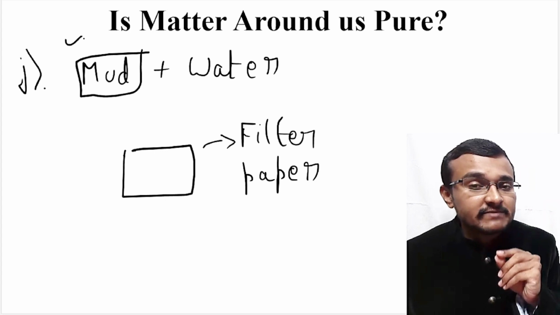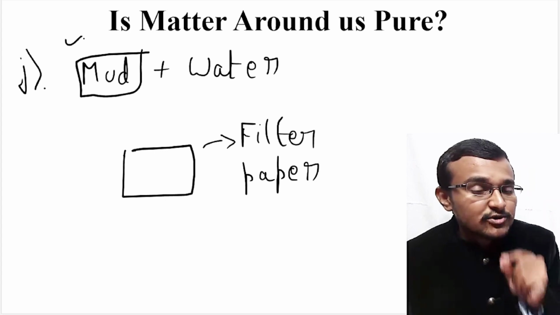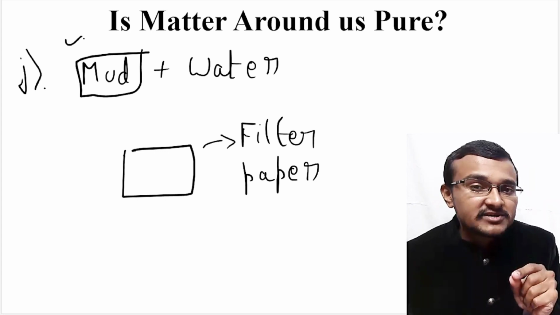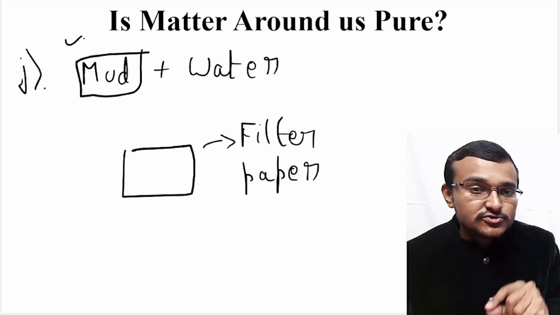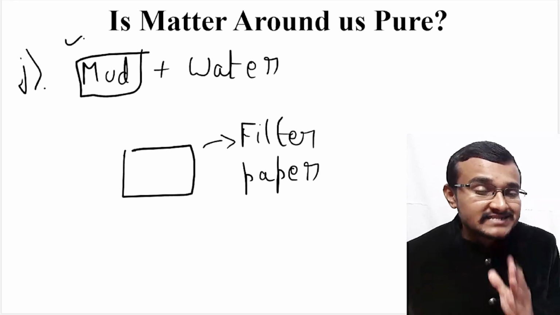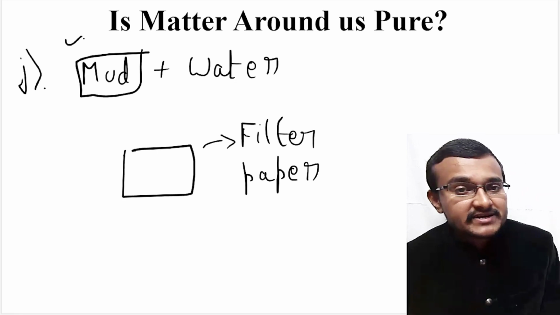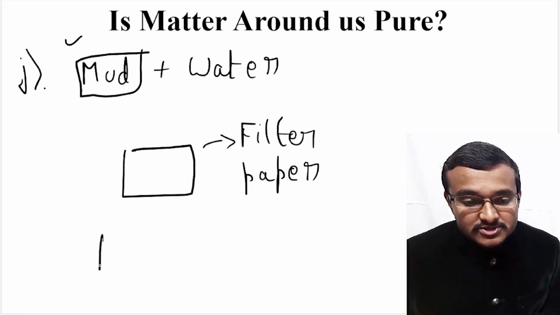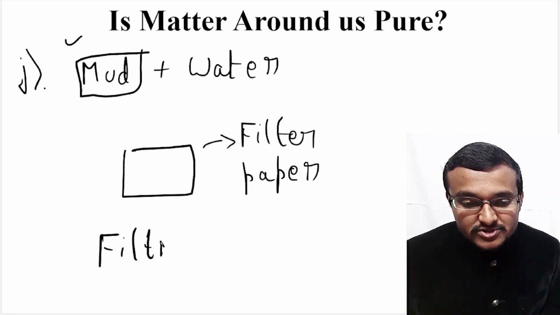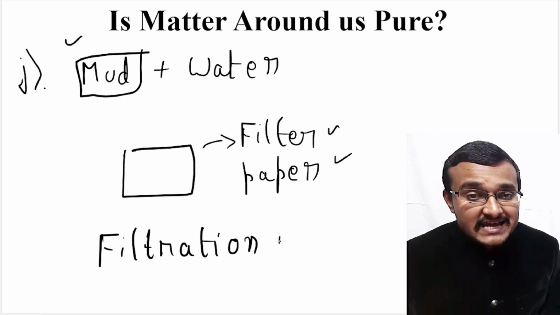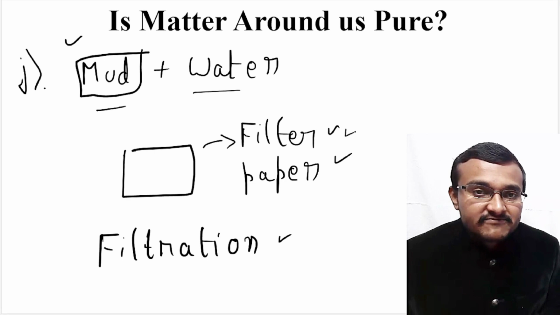This particular filter paper has very small pores where only water can flow through, and this particular mud particles cannot flow through that particular pore. So hence mud particles can be easily separated from this particular water. So this process is known as filtration process. So normal filtration process can be done to separate this particular mud from water, where you are using a filter paper to separate this particular mud particles.